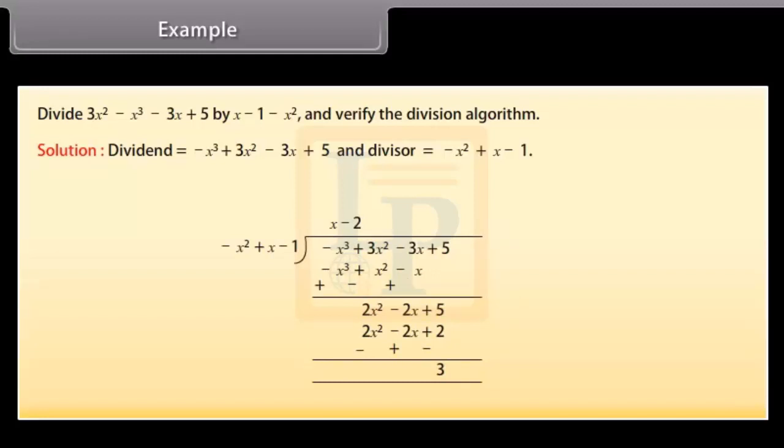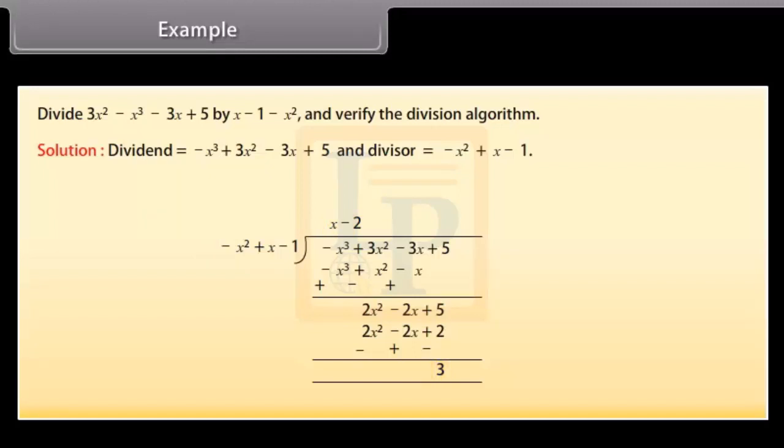Example: divide 3x squared minus x cubed minus 3x plus 5 by x minus 1 minus x squared, and verify the division algorithm. Solution. Firstly, we will write both the dividend and divisor in decreasing orders of their degrees. Dividend is minus x cubed plus 3x squared minus 3x plus 5, and divisor is equal to minus x squared plus x minus 1. By dividing we get quotient is equal to x minus 2 and remainder is equal to 3.